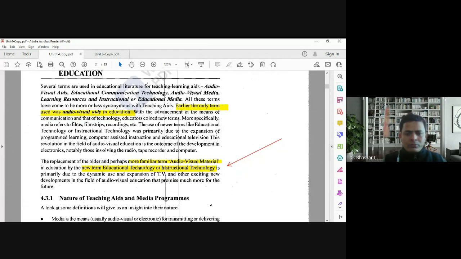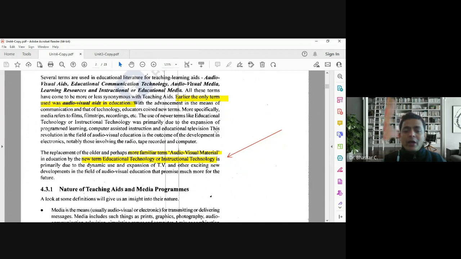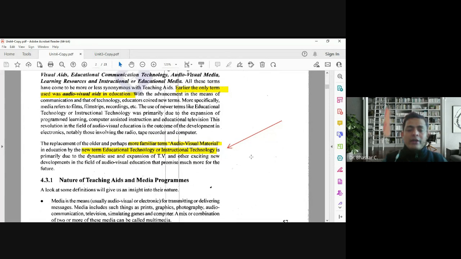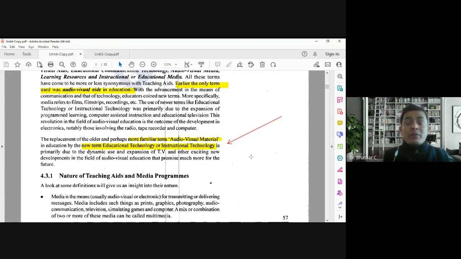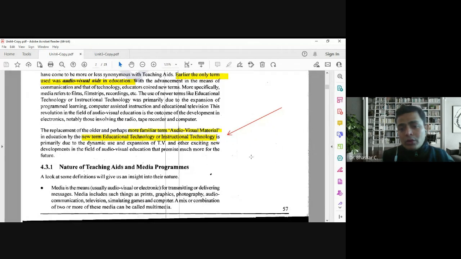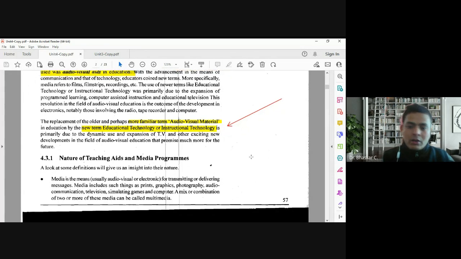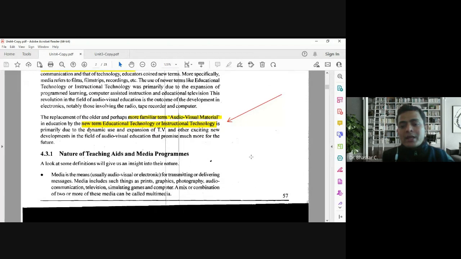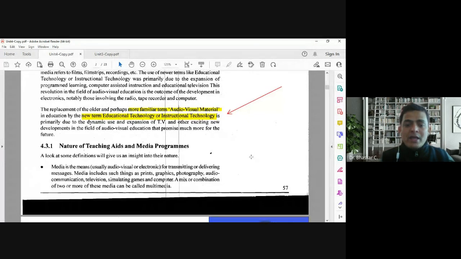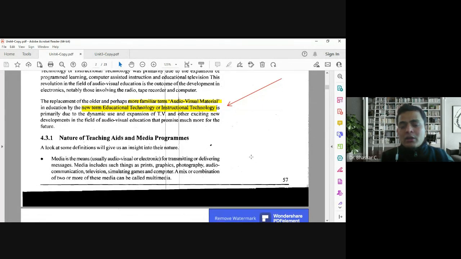Earlier the more familiar term was audiovisual material, but nowadays we are using a new term, which I have highlighted with the red color: educational technology or instructional technology. Why is audiovisual material replaced by educational technology? Because we are familiar that technology changes day by day, sometimes within an hour. In the morning there is some technology, and by evening you will get some advanced technology in that field. None of you will disagree that technology is ever changing, and it changes at a rapid pace.